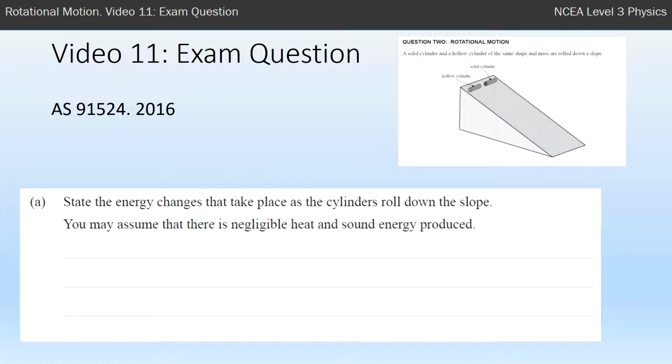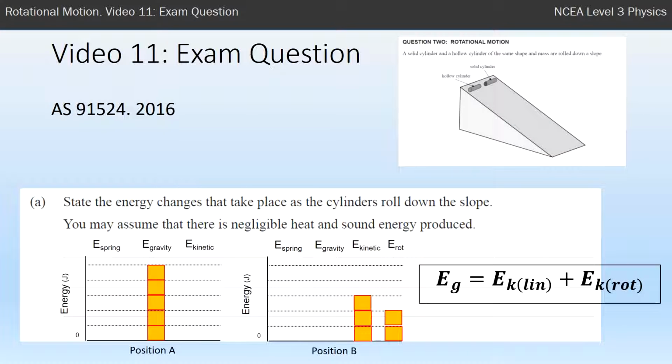The first question says, state the energy changes that take place as the cylinder rolls down the slope. You may assume that there's negligible heat and sound energy produced. For energy changes in rotational motion, I've made a video, video 8, where I talked about energy bar charts. So I'm going to look at the energy bar chart for this situation here.